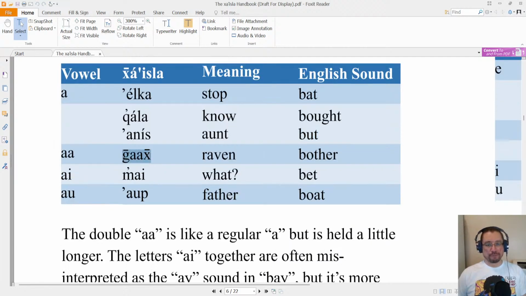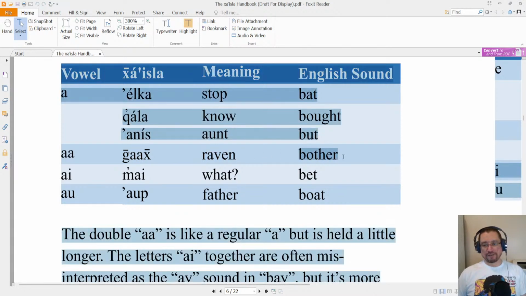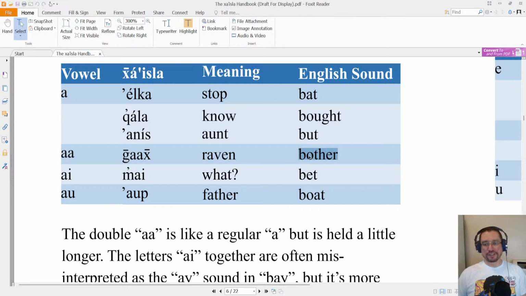Then we have the double A. The example here is gach. And this means raven. It sounds kind of like bother. It's a longer ah sound, like bother. So we had the ah sound in k'ala, but if you listen closely, this one is a shorter ah. K'ala. And this is gach. The double A makes it longer.